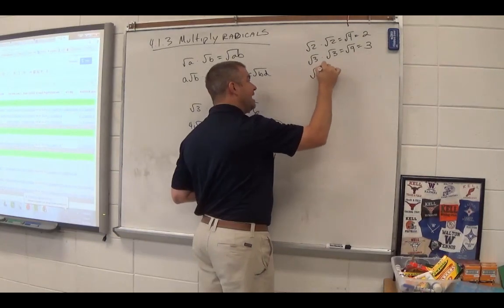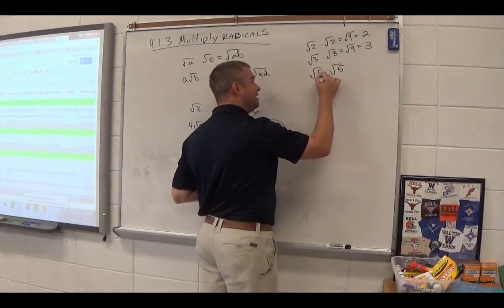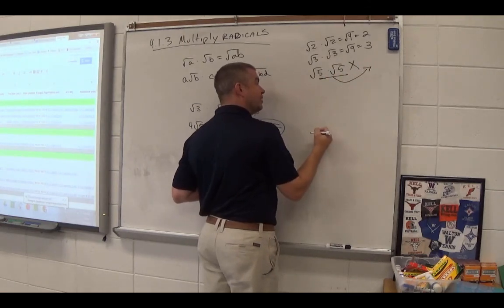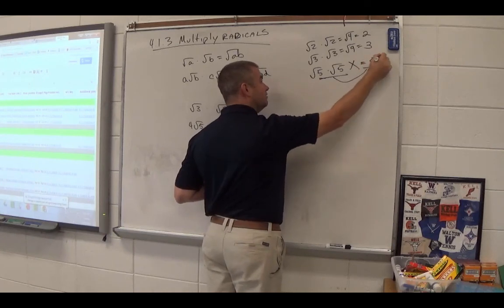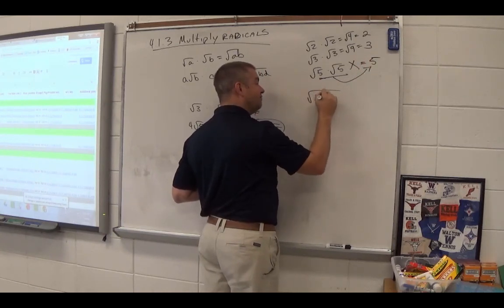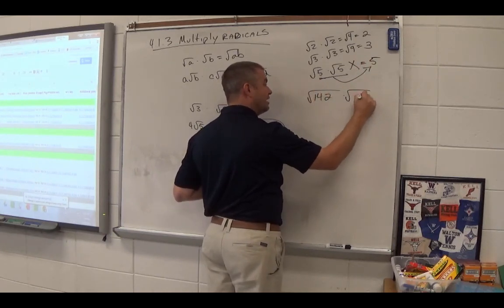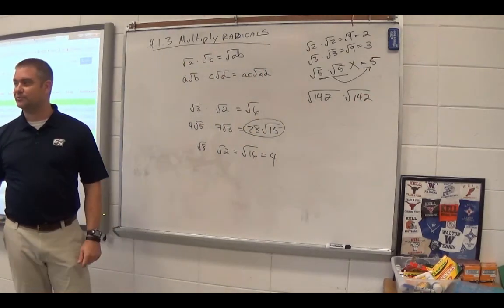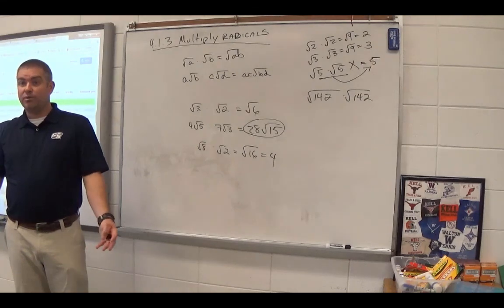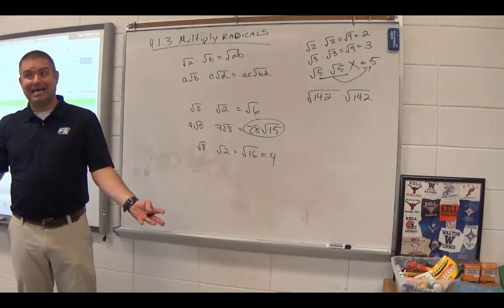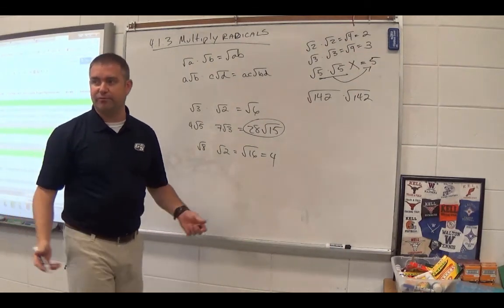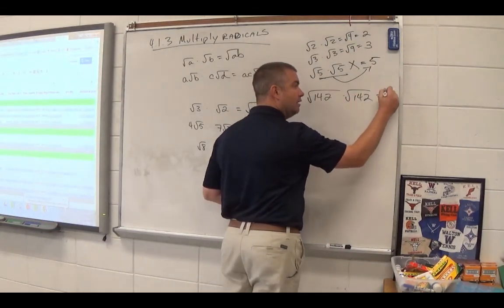The square root of 5 times the square root of 5, can you skip this step and go straight to the answer? What is the square root of 5 times the square root of 5 equal? 5. This is helpful when you have a big number like 142. I don't have to multiply out what 142 times 142 is. This only works when they're exactly the same. The square root of 142 times the square root of 142 equals what?